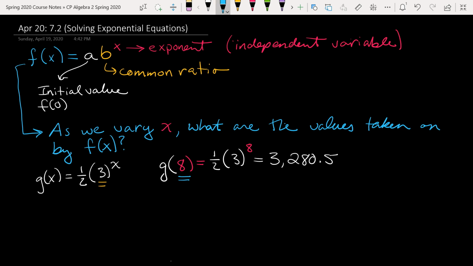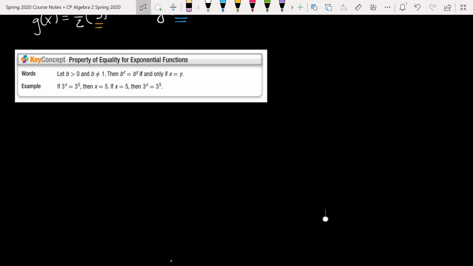Let's look at an important property of exponential equations here, and we'll see how all of this works in some examples. This property uses b as the base of an exponential expression, and x and y as the independent variables. All this is saying is that if we have a common base raised to 2 different powers, but each of those expressions is equal to the other, then it must be the case that those exponents are also equal to each other. Here is the world's simplest example. If 3 to the x equals 3 to the 5, it must be the case that x equals 5.